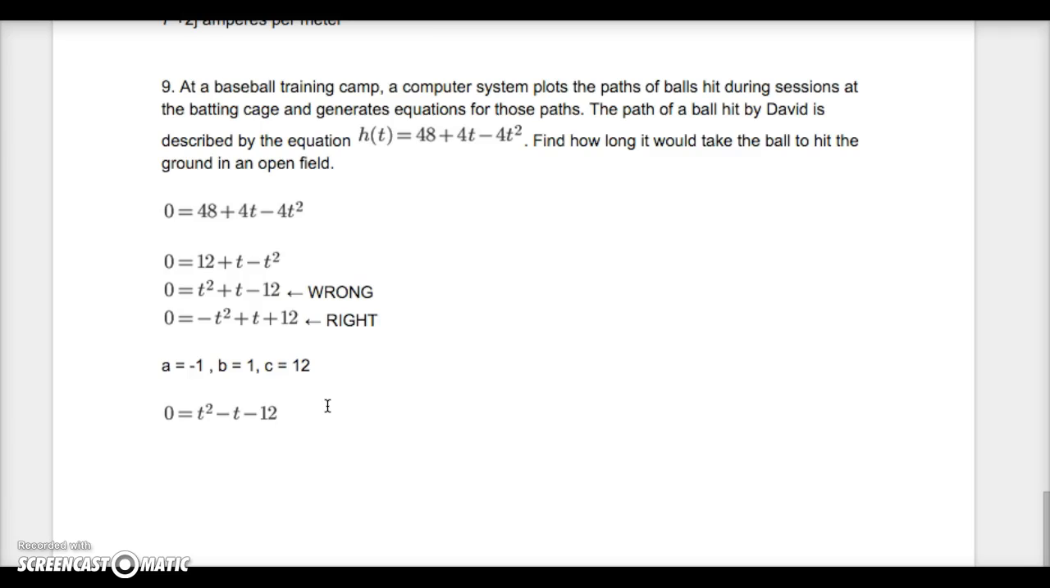And so from here, I see a times c is -12 and b is -1. So I need two numbers that multiply to be -12 and add to be -1. And I know that those two numbers are -4 and +3. So t minus 4 times t plus 3 equals 0. And that means that t equals 4.